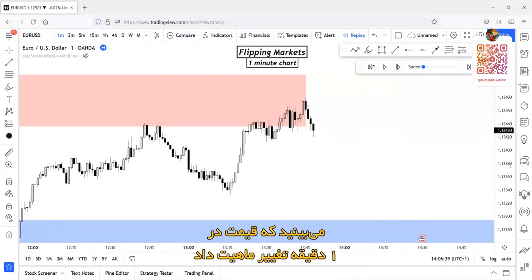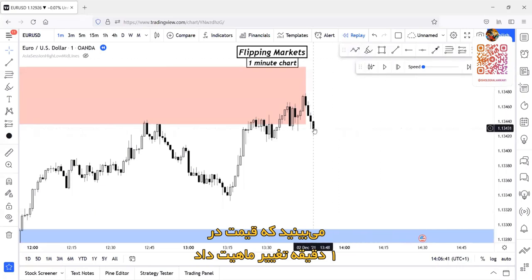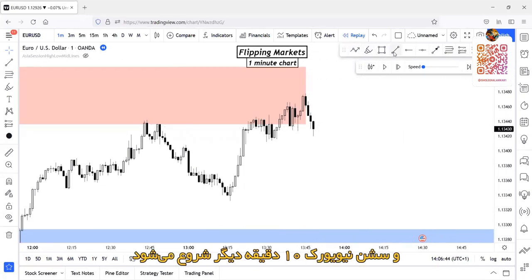So we are currently in the 1-minute, as you can see, and let's just play the price. Okay, price changed character on the 1-minute, as you can see, and New York will open in 10 minutes.